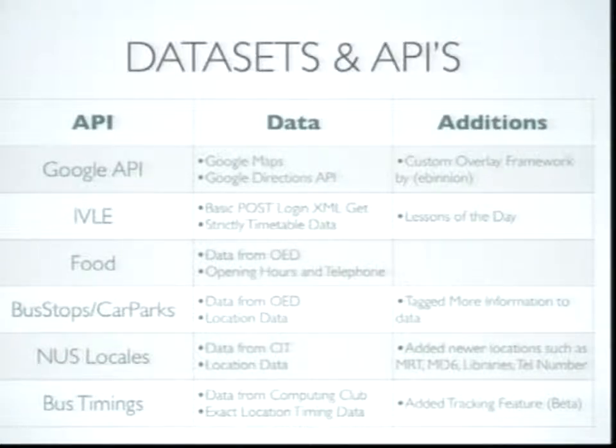Next up, of course, is the NUS locales. So the NUS locales is data kindly sent by the CIT, and it has location data plus additional information such as the short forms, etc. And I've added in newer locations such as the MRT, MD6, libraries, and certain telephone numbers. Last but not least is the bus timings, and the data is kindly provided by the Computing Club. And of course, it's the exact location and timing data. And I've just added in this tracking feature temporarily, just for testing right now.